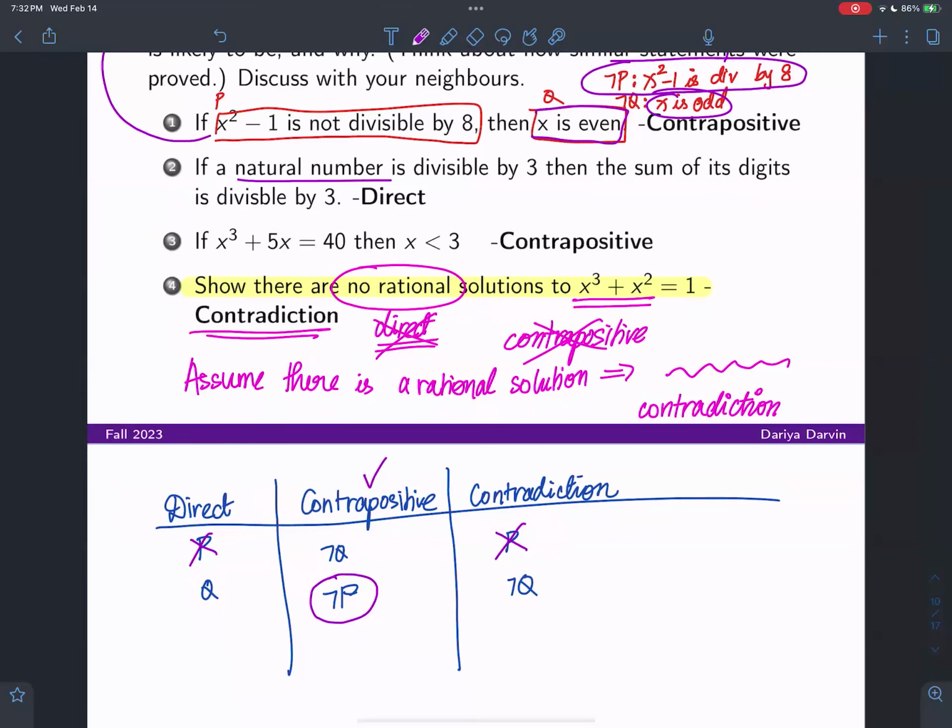And for example, this one is direct because this is my P, this is my Q. My P and Q are both talking about divisible by 3. My not P and not Q would say not divisible by 3. And it's so much harder mathematically to write not divisible by 3. So I would just do a direct proof. Does this make sense?